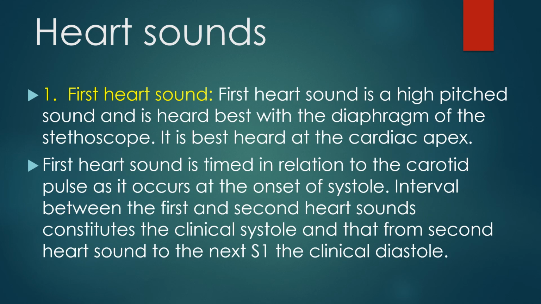First heart sound is a high-pitched sound and is heard best with the diaphragm of the stethoscope. It is best heard at the cardiac apex. First heart sound is timed in relation to the carotid pulse as it occurs at the onset of systole. Interval between the first and second heart sounds constitutes the clinical systole, and that from second heart sound to the next first heart sound, the clinical diastole.